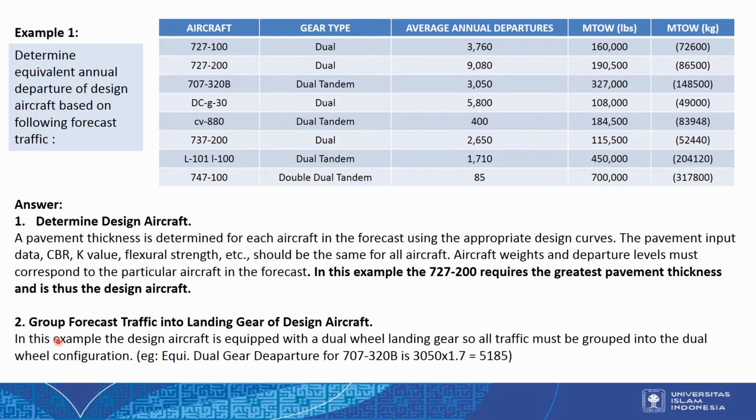Next is to group the forecast traffic into the landing gear of the design aircraft. In this example, the design aircraft, the 727-200 aircraft type, has a dual gear type. So all traffic must be grouped into the dual wheel configuration. Because the design aircraft has a dual gear type, we have to convert all of the other aircraft into the dual gear type. For example, we have this dual tandem gear type and double dual tandem gear type, so we have to convert them into dual gear type.